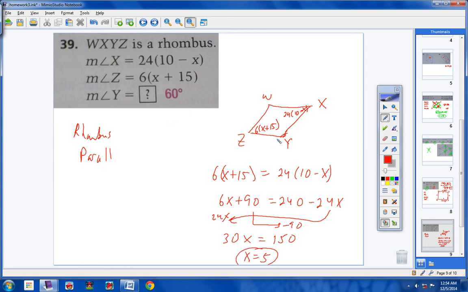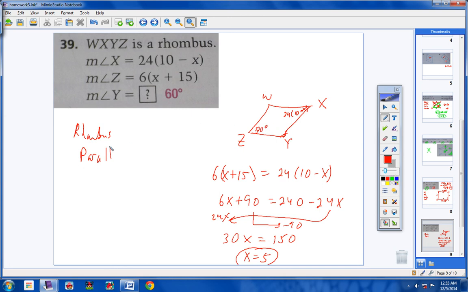They want us to find the measure of angle y right here. And that's fine. That's not too bad to do. So where this x is right here, 6x plus 15. I'm going to put a 5 in, okay? So right here's an x. I'm going to put a 5. 5 plus 15 is 20. 20 times 6 is 120. So this angle right here is 120 degrees. Okay? 120.